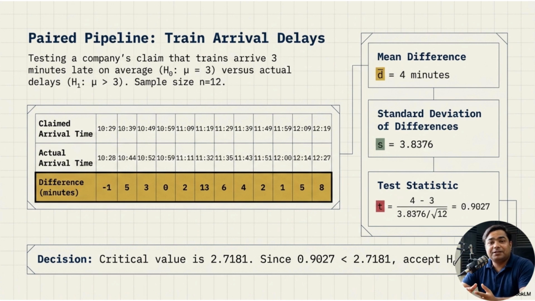This means that based on the sample data, we do not have enough evidence to say that the trains arrive more than 3 minutes late on average. Again, this does not mean the company's claim is absolutely true. It only means that the sample evidence is not strong enough to reject it. This example shows why statistical testing is not based only on the average difference. We also need to consider variability and sample size.